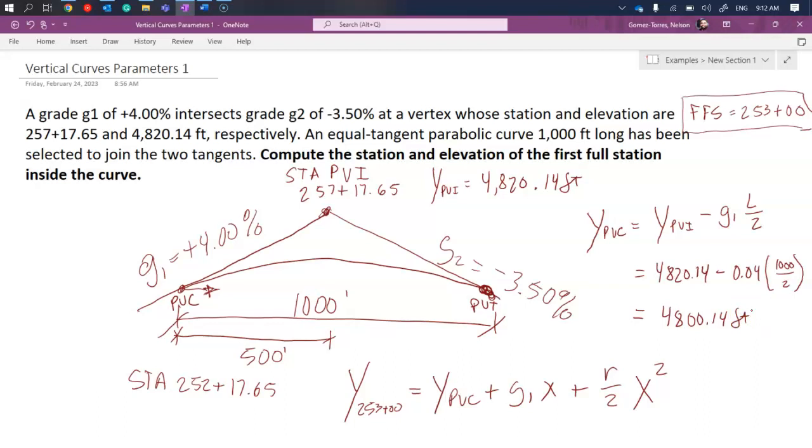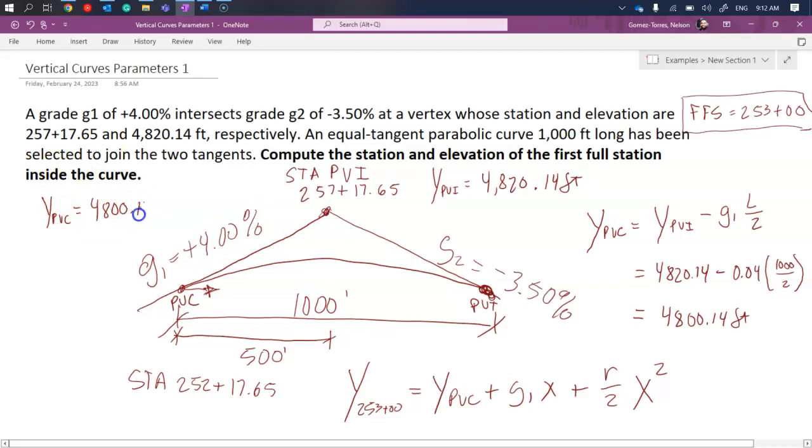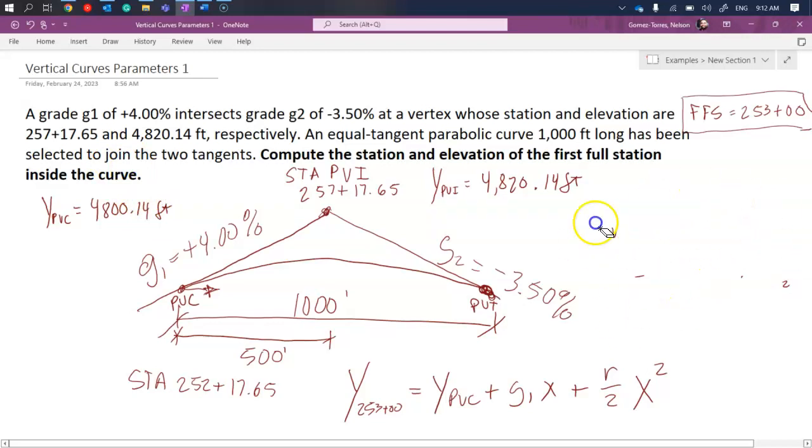I'm going to put that in the corner here because I'm going to need the space later. Y PVC equals 4,800.14 feet. We just calculated that. Great, so I already know Y PVC. I know G1. G1 is positive 0.04.